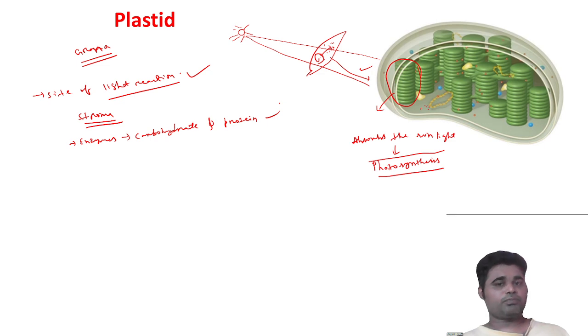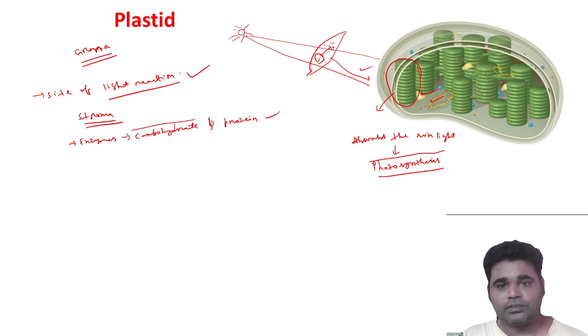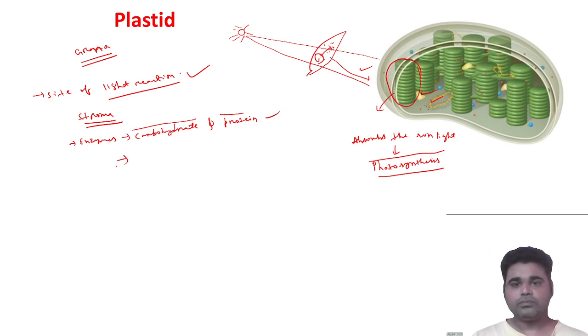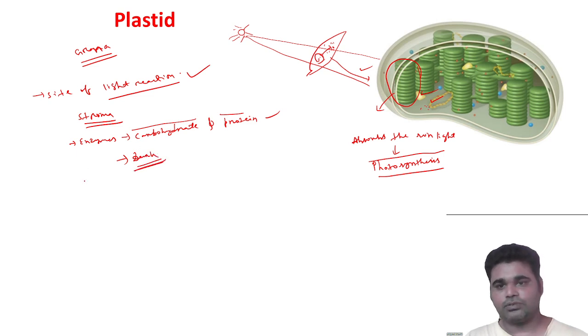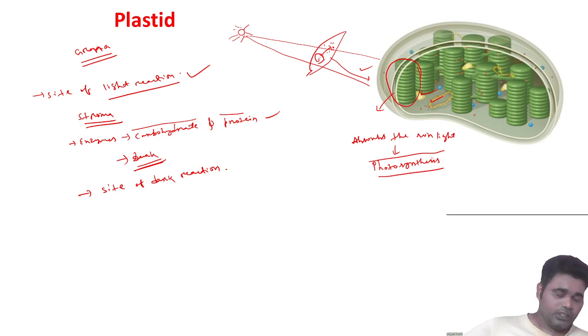Okay, how is the protein formed? With the help of this double stranded circular DNA along with ribosomes. This formation of the carbohydrate and the protein happens in the light and also in the dark, that means in the night. So that's why the stroma is also called the site of dark reaction. The site of the light reaction is the grana part, and the stroma, or the liquid part, is called the site of dark reaction. So this is all about the chloroplast.